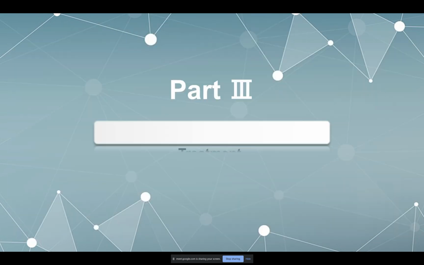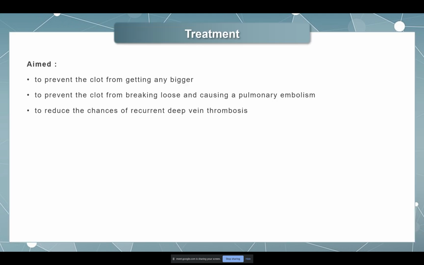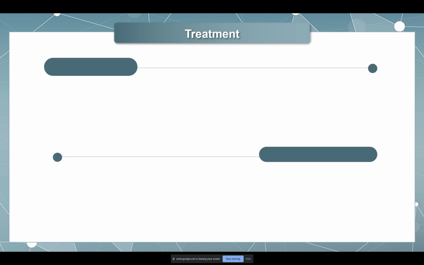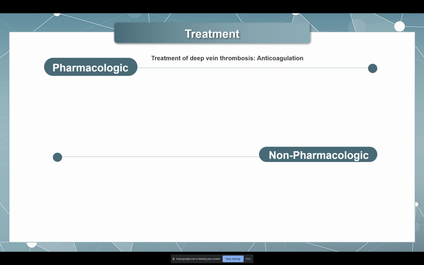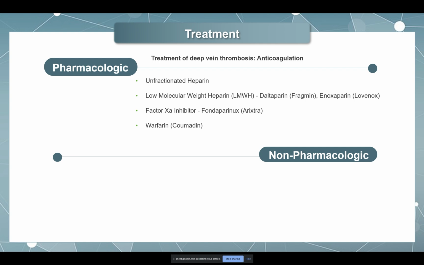So the third part is treatment. So the aim for treatment is to prevent the clot from getting any bigger, prevent the clot from breaking loose and causing a PE, and to reduce the chances of recurrent DVT. So basically treatment can be categorized into 3 groups: pharmacological, non-pharmacological, and also surgery. So for pharmacologic, usually we are only using anticoagulants. So these are some anticoagulants that we are using: unfractionated heparin, low molecular weight heparin, Fondaparinux, and also Warfarin.